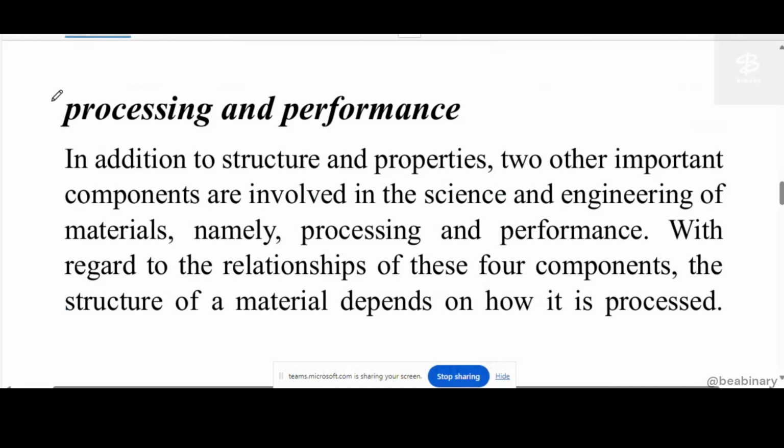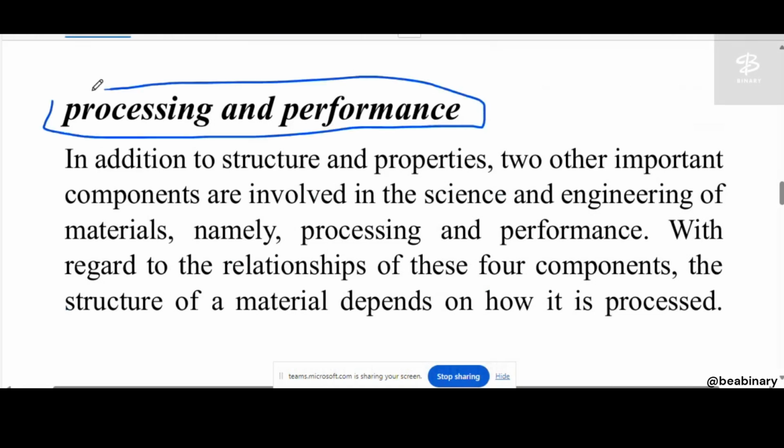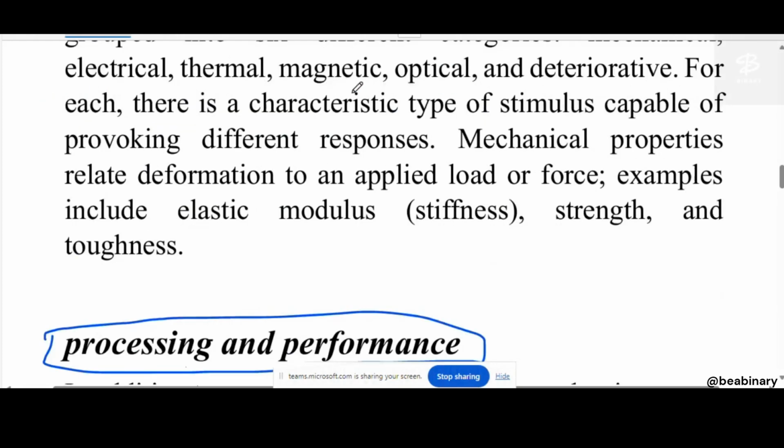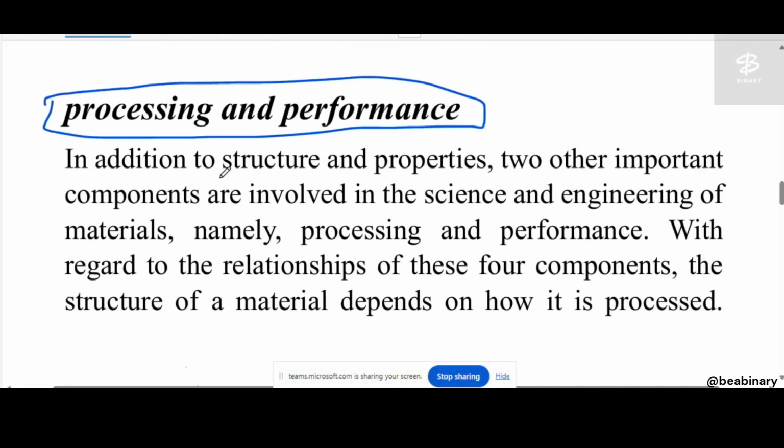So these two terms are very important according to material science: processing and performance. In addition to the structure and properties, two other important components are involved in the science and engineering of material, namely processing and performance.